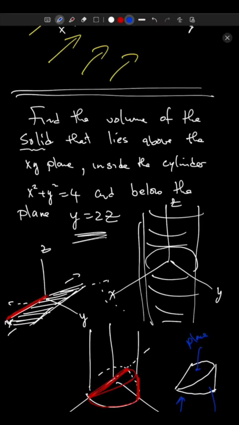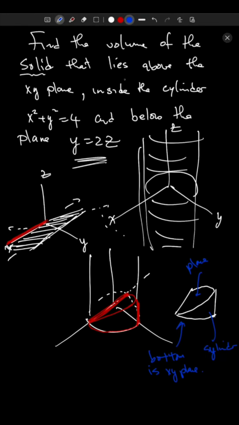Oh, by the way, the way I've written this problem, the solid lies above the xy plane. Sometimes you'll see a problem described in words in this way, or sometimes you'll see it described in terms of equations. So an alternate version of this problem could be, instead of "lies above the xy plane," I would say solid where z is bigger than or equal to 0. That would say the same thing.